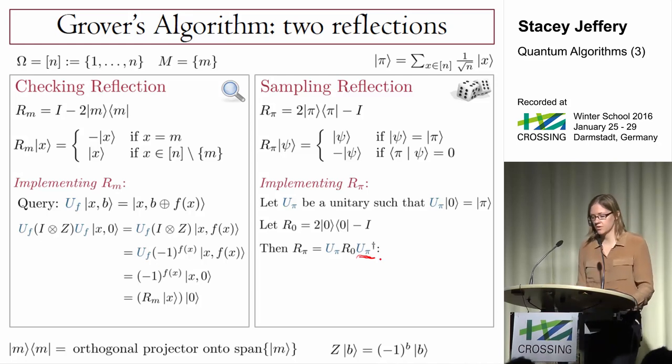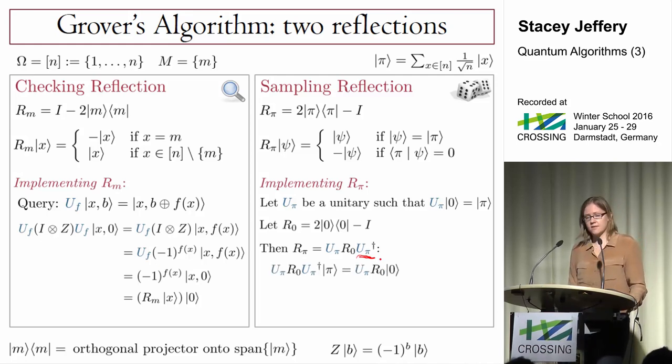Okay, so let's see why this works. So first, suppose we apply this to pi. Since u sub pi maps 0 to pi, if we run u sub pi backwards, it will map pi to 0.